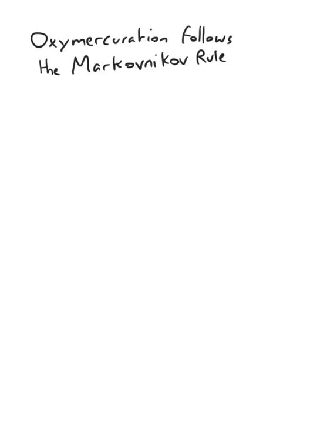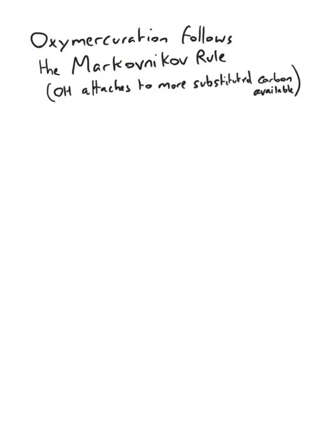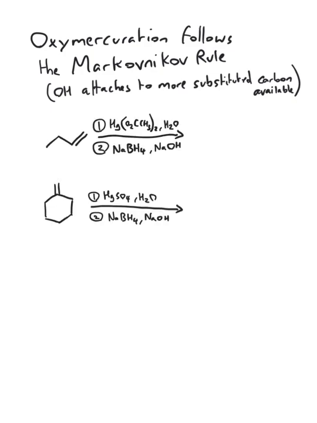Oxymercuration follows the Markovnikov rule, so we would expect the oxygen to attach to the more substituted carbon, which upon reduction gives you the more substituted alcohols. Now you have a go. What would be the products of these two reactions? You may pause now. And here are the answers.